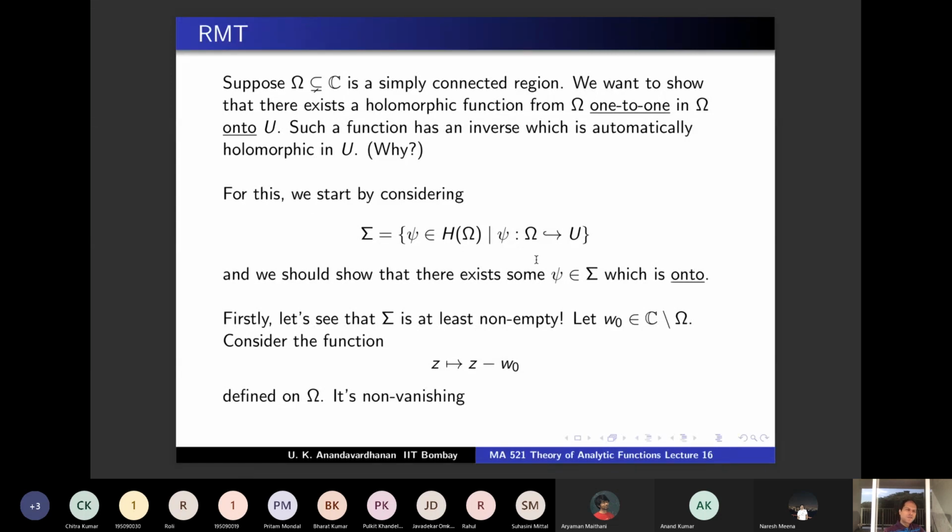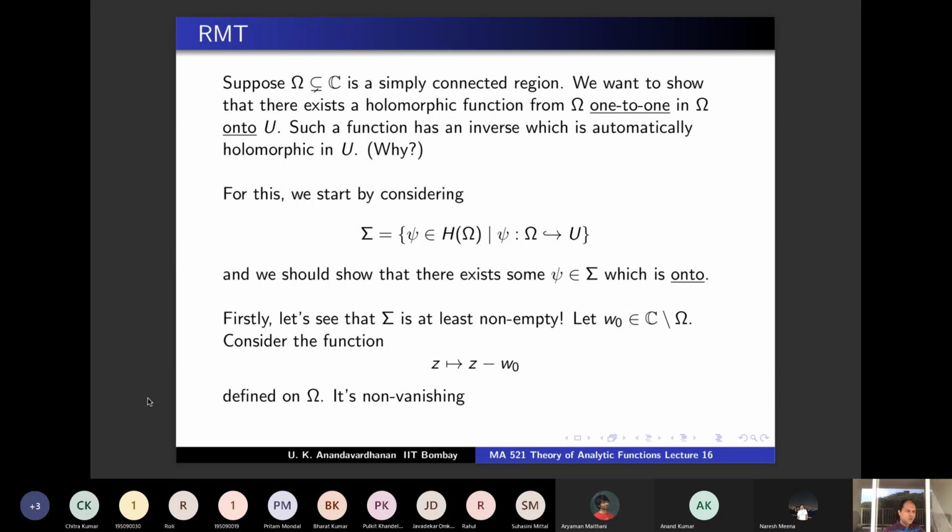So it's a holomorphic function, non-vanishing throughout omega, and therefore, because omega is simply connected, we already know that every non-vanishing function has a holomorphic logarithm, every non-vanishing function has a holomorphic square root. It is a holomorphic square root that we use in this proof. We will use it once here, we will use it again in the next argument also. Okay, this is claim 1, this is non-empty.